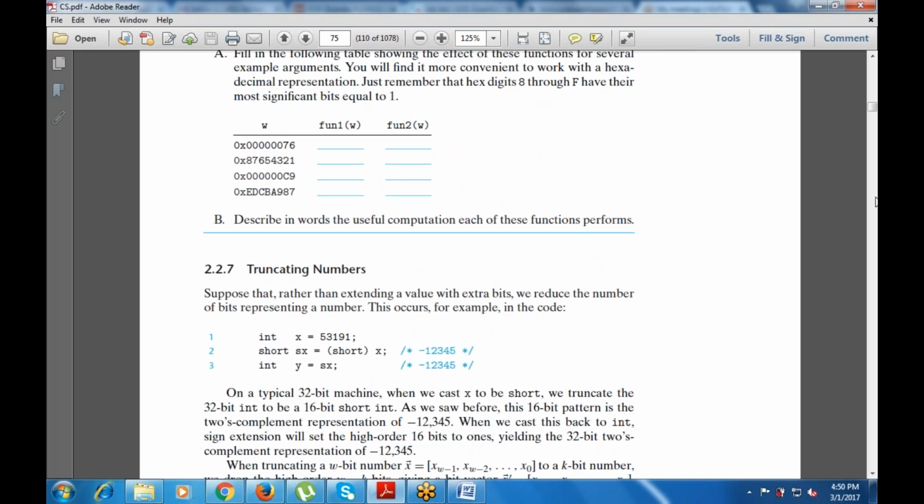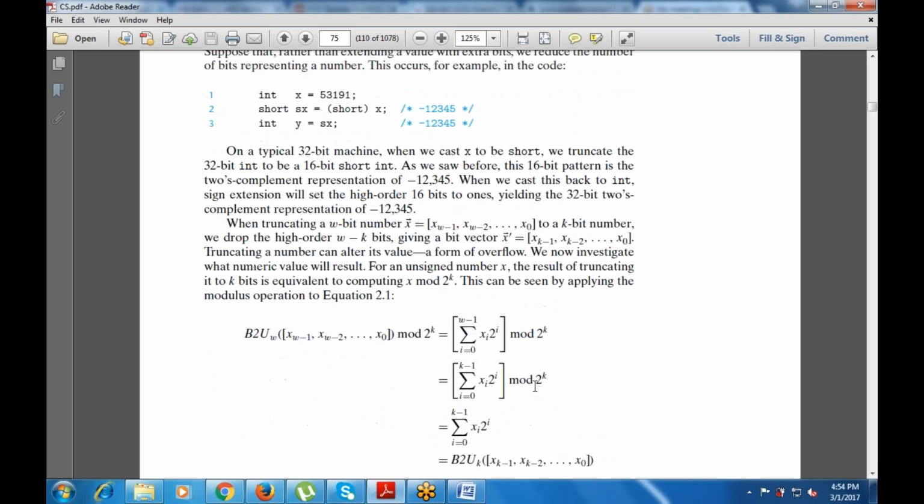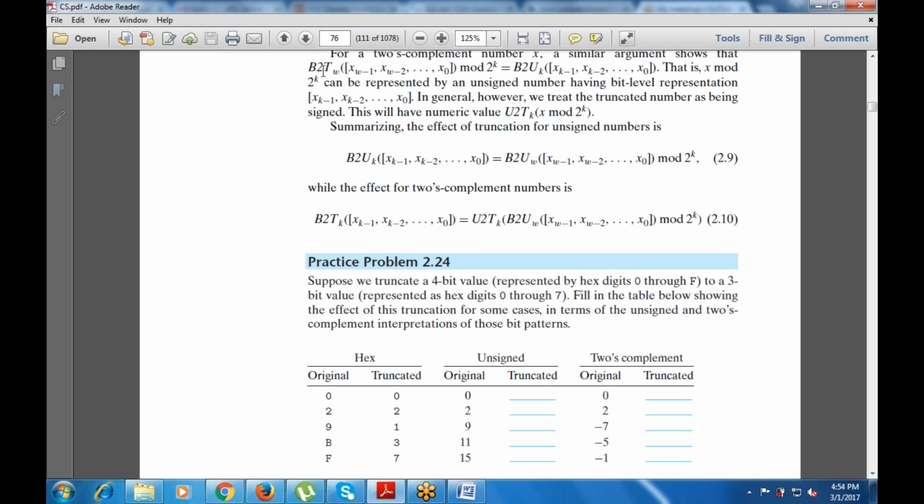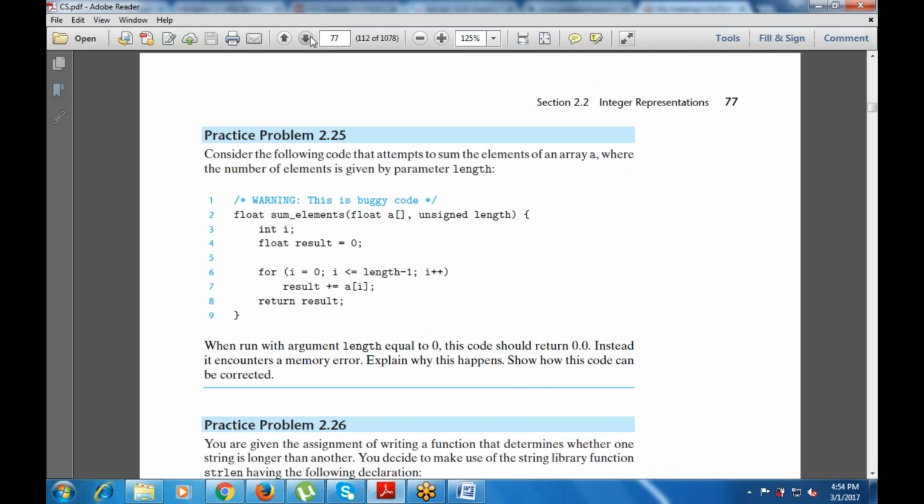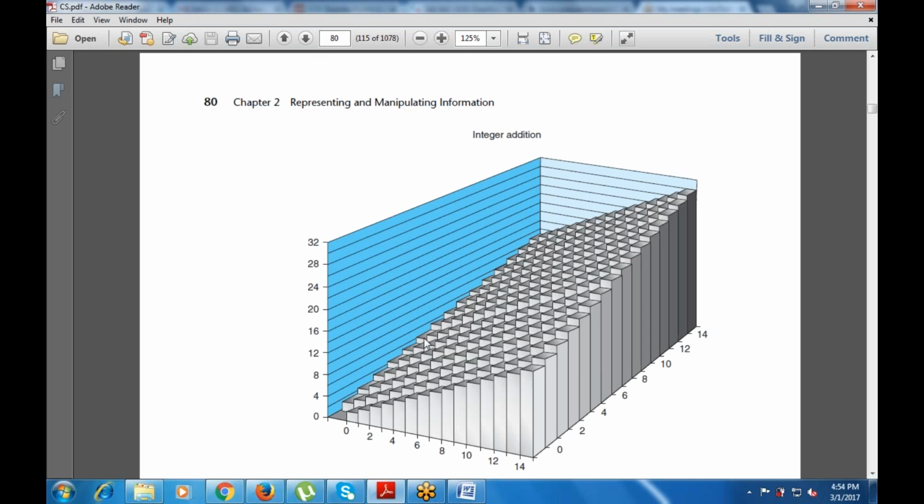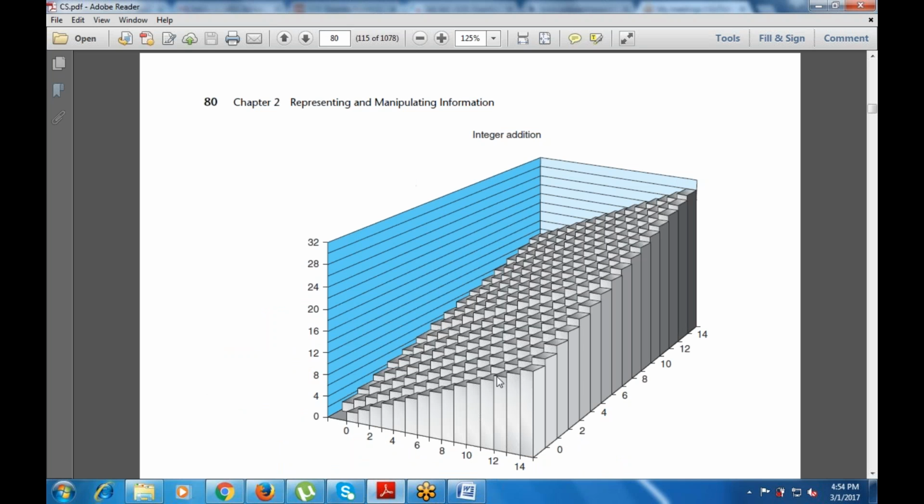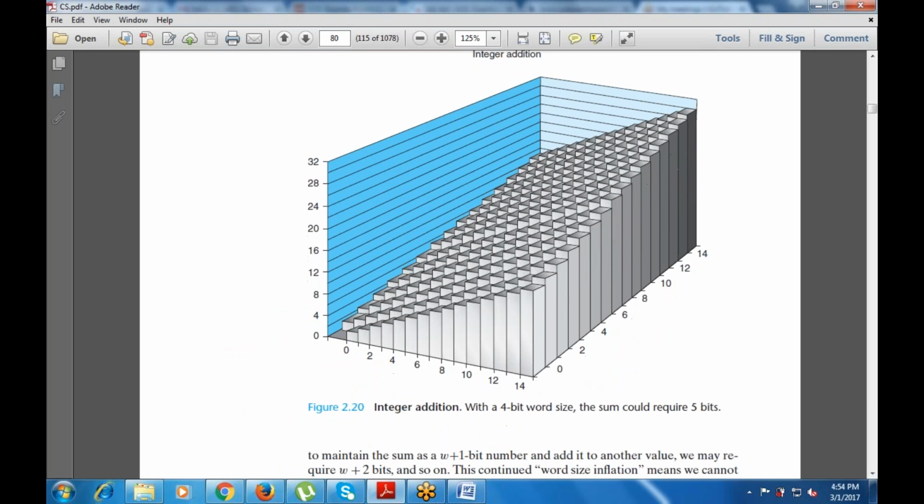Then next is truncating a number, that means reducing the number of bits representing a number. This is the same as a round off function. This is one of the examples that is used to truncate a 4-bit value. This shows how to truncate different values in one series.